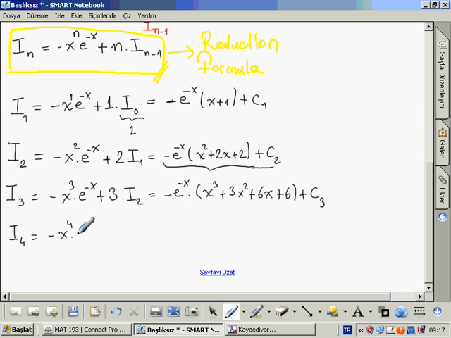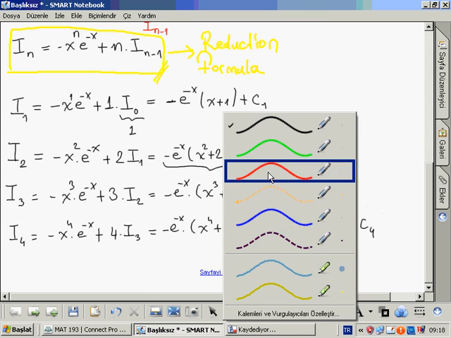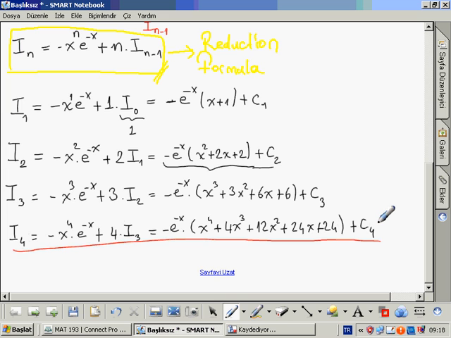And I4 is minus x to the power of 4 times e to the minus x plus 4 times I sub 3, which equals minus e to the minus x times x to the power of 4 plus 4 times x cube plus 12x squared plus 24x plus 24, plus c for the integration constant. This is our solution for I sub 4 by using the reduction formula.